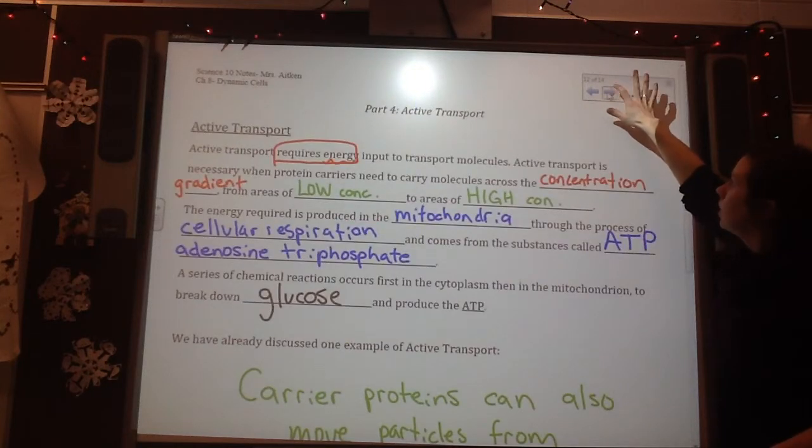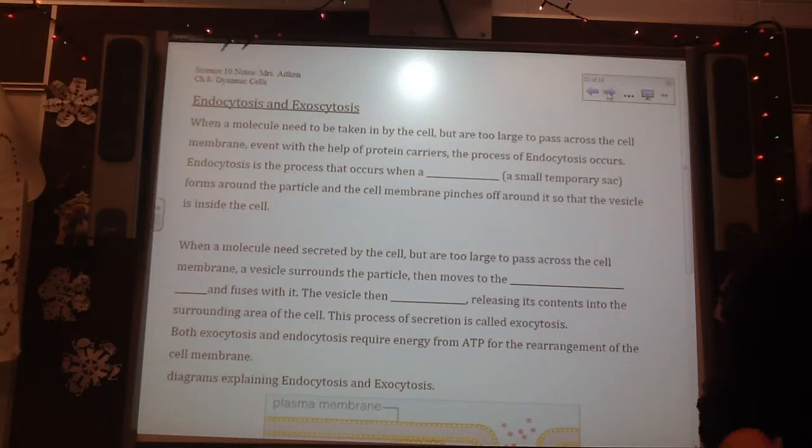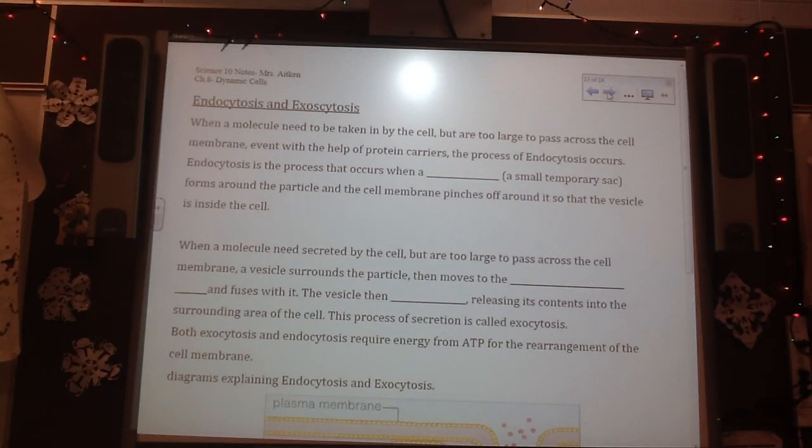Okay. So now, this one other topic. You guys are doing good. So endocytosis and exocytosis.